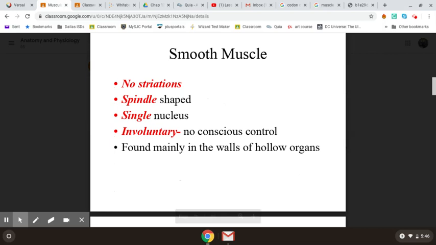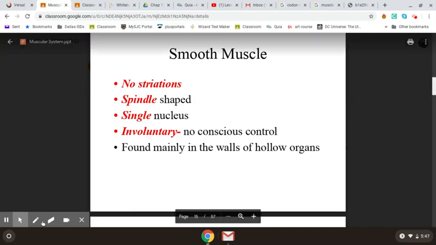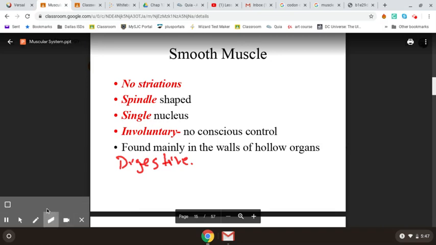Smooth muscle: again, no striations. They're going to be spindle shaped. They're going to have single nuclei. They're going to be involuntary, and they're going to be mainly found in the walls of our hollow organs. And again, I can't say it enough, our hollow organs are going to be our digestive organs, like your stomach, your intestines, your esophagus, those things.